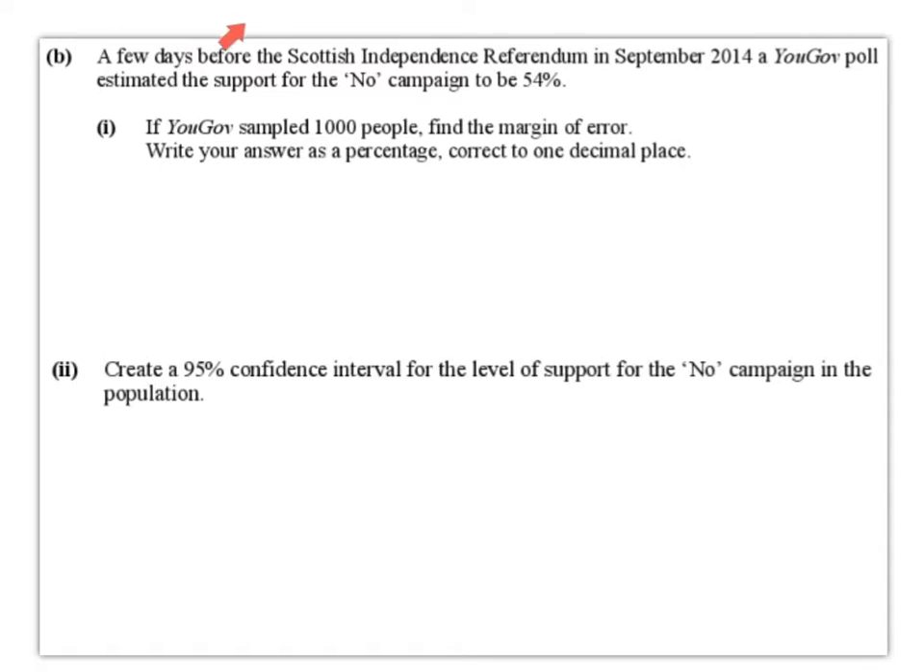A few days before the Scottish independence referendum in September 2014, a YouGov poll estimated the support for the No campaign to be 54%. Part 1. If YouGov sampled 1,000 people, find the margin of error. Write your answer as a percentage correct to one decimal place. Part 2. Create a 95% confidence interval for the level of support for the No campaign in the population.